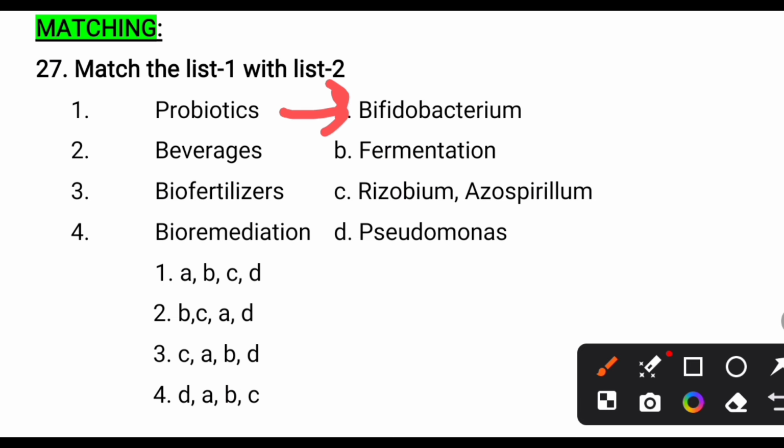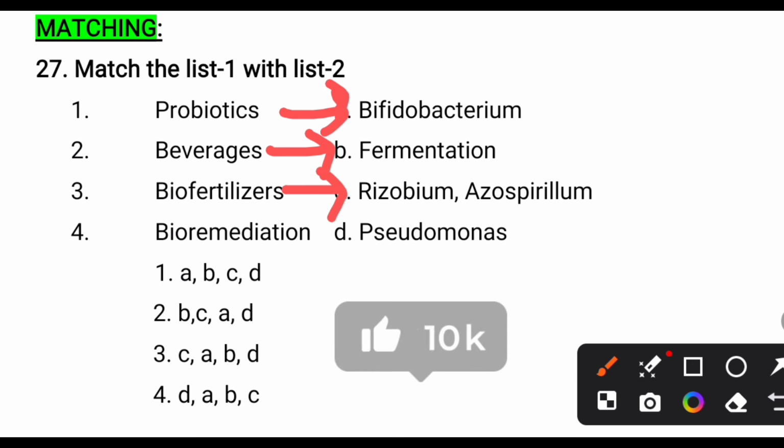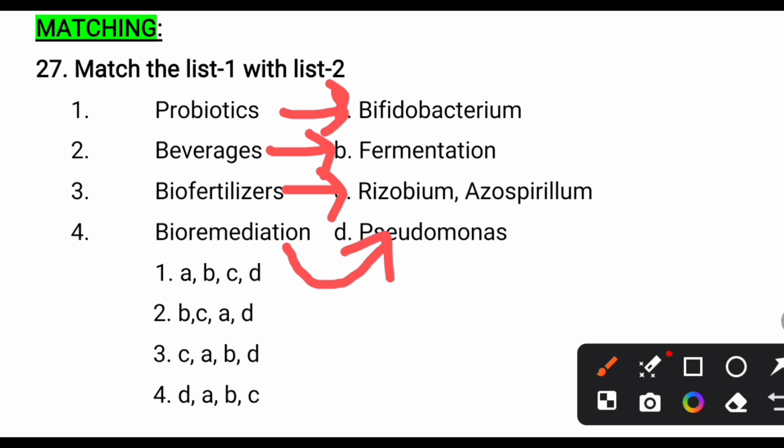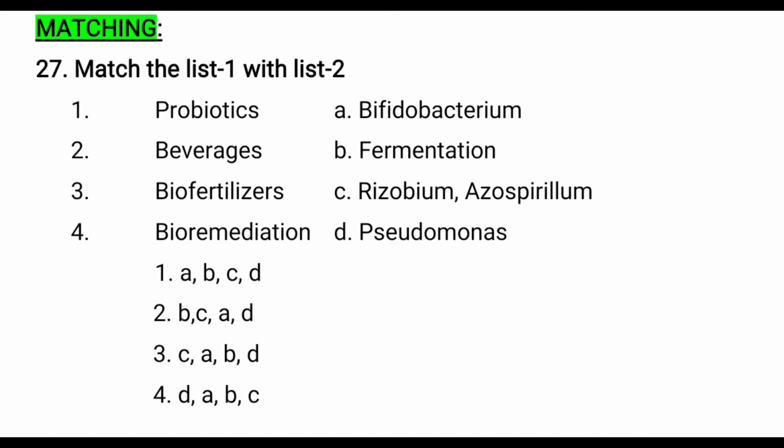Beverages are prepared with the help of a process called fermentation. Biofertilizers: Rhizobium, Azospirillum, Azotobacter are used as biofertilizers. They are helpful in nitrogen fixation. Next one, bioremediation. Yes, by using microorganisms we can clean up polluted water, polluted soil, etc. Pseudomonas is a best example used for bioremediation purposes. So for this, the correct answer is the first one, A, B, C, D.